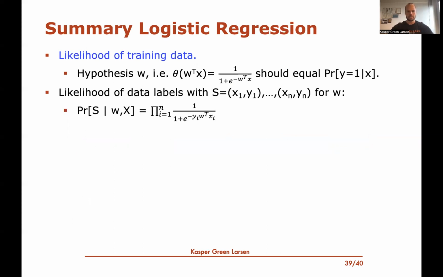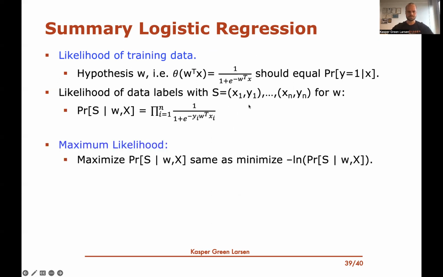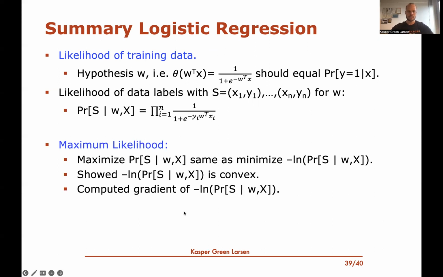If we assumed that this was the case for a given W, then we could define the likelihood of seeing the data labels for this W, which, by independence, is the product over all the examples of the chance of seeing each of the individual examples. We wanted to maximize this likelihood, and we used the trick of taking the negative log. Maximizing this likelihood is the same as minimizing the negative log likelihood. We showed this negative log likelihood is a convex function. We computed the gradient of it, and then we used gradient descent to minimize it, simply because there was no analytic solution for setting this gradient to 0.